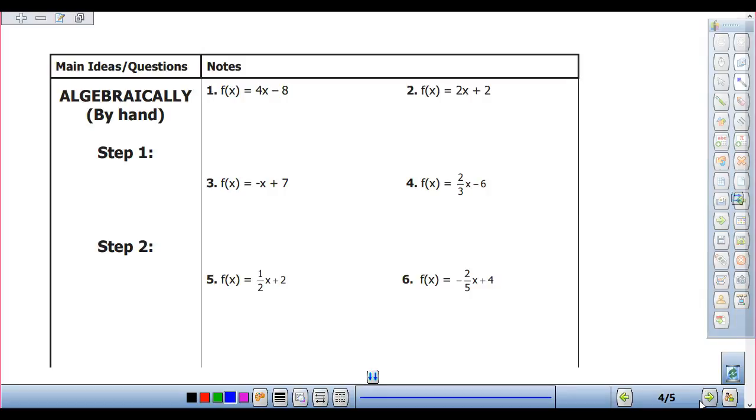Okay, algebraically is solving an equation. What we're going to do is set each one of these equal to 0, because when we say algebraically, f of x equals 0. All we're going to do is go 0 equals 4x minus 8. Now that I have that written, what do I do first to solve it? Add 8. 8 equals 4x. Then what do I do? Divide by 4. x equals 2.